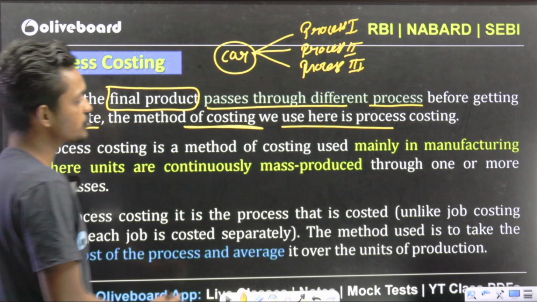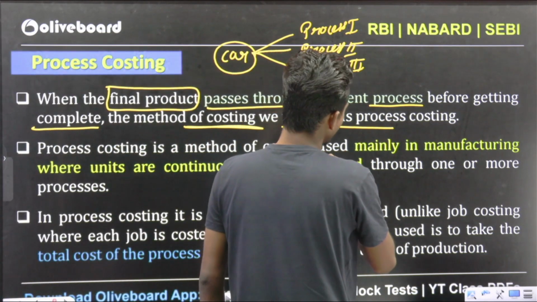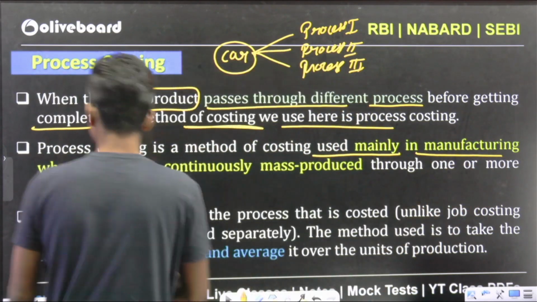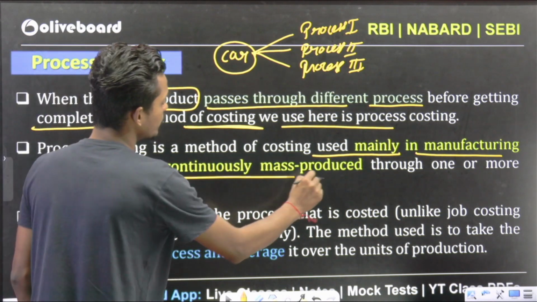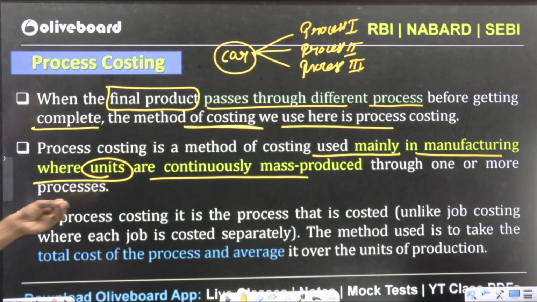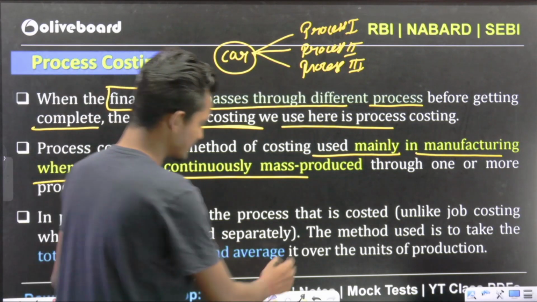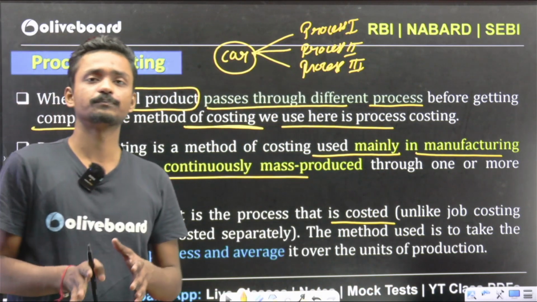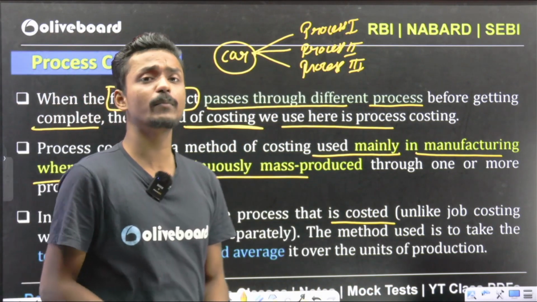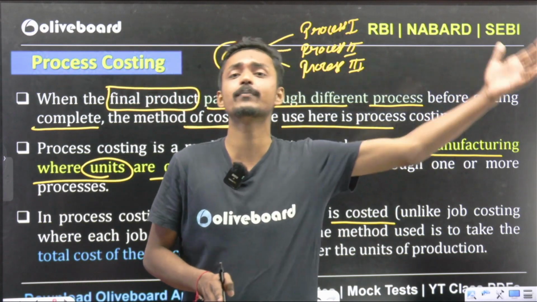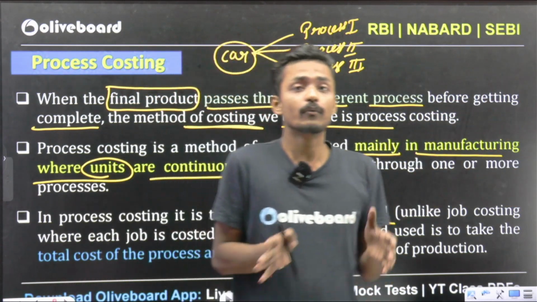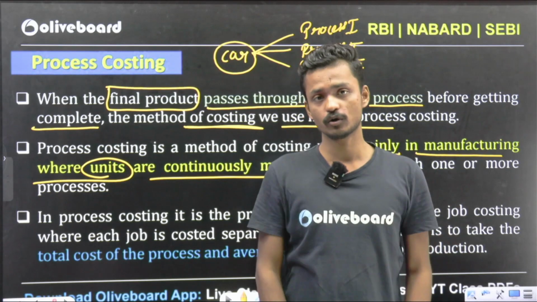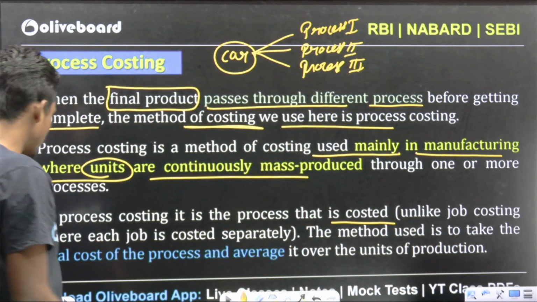So process costing is a method of costing, mainly used in manufacturing where units are continuously mass produced through more than one process. When I am talking about process costing, it is a costing method in which all the material and labor costs are incurred at the different processes while we are manufacturing the final product. So this is your process costing.